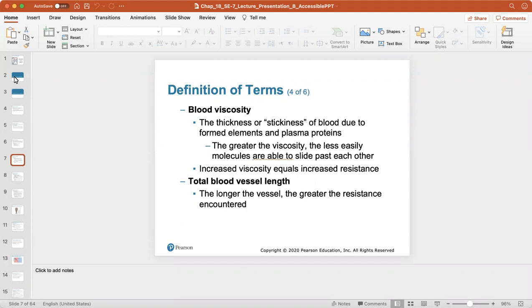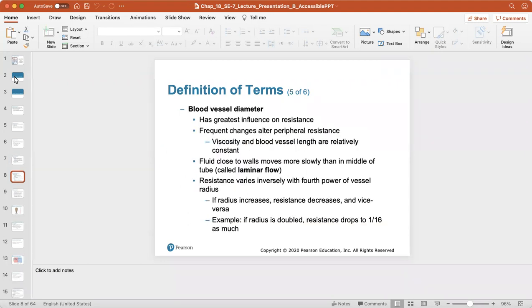Total blood vessel length: the longer the vessel, the greater the resistance encountered as well, because it just has a longer area to travel through. Blood vessel diameter has the greatest influence on resistance. Its frequent changes alter peripheral resistance, and viscosity and blood vessel length are relatively more constant. Fluid close to the walls moves more slowly than in the middle of the tube, and this is what we call laminar flow. And resistance varies inversely with the fourth power of vessel radius.